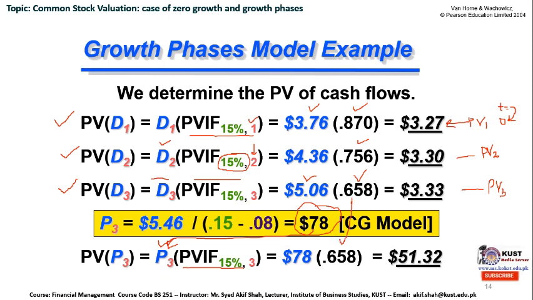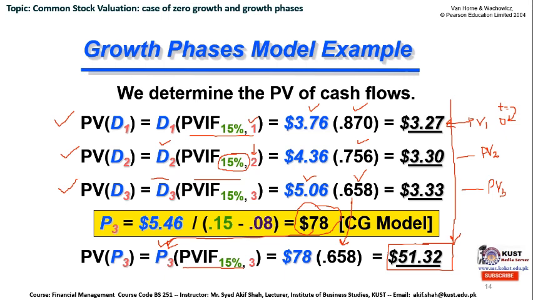The same factor will be plugged into this position. Multiply this value 3 with the present value interest factor at the rate of 15% for 3 time periods, and therefore the value of this stock at time 0 is $51.32. Now we are in a position to find our total intrinsic value for this common stock under two different growth phases, because we have discounted all the values with the help of the formula or the present value interest factor table.